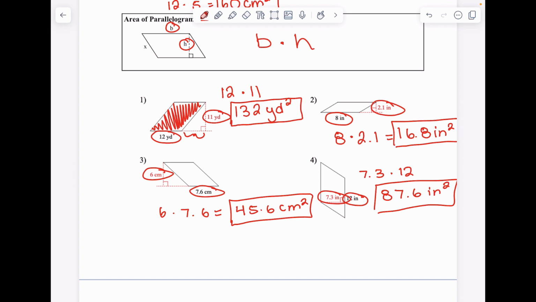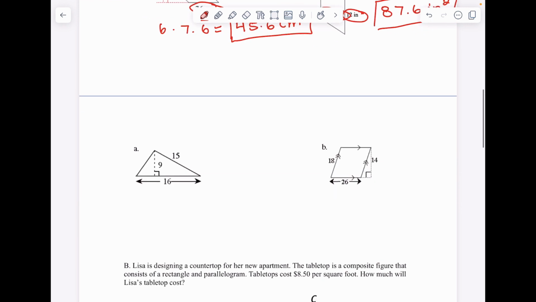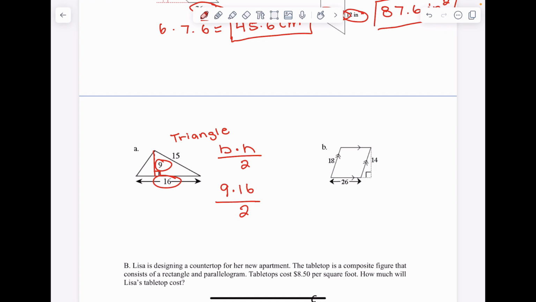So in each of those, it was really easy to identify the base and the height because they only gave us those two measurements. But in the next two problems, we have to make sure that we pick the height that is perpendicular to the base. So in A, this is actually a triangle. So don't forget that the area of a triangle formula is base times height divided by 2. I see that 16 is my base, and notice how 9 is the line that is perpendicular to the base, and so that represents my height. So I will be doing 9 times 16 divided by 2 since this is a triangle, which will give me 72 units squared.